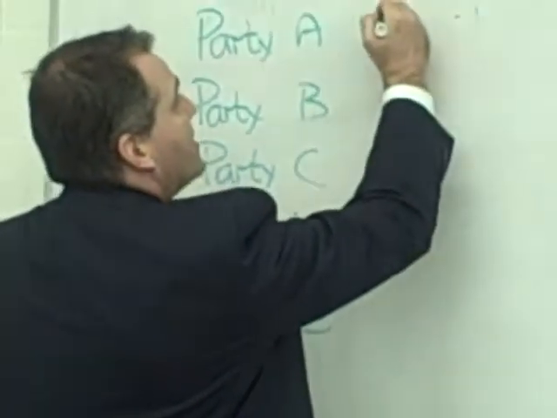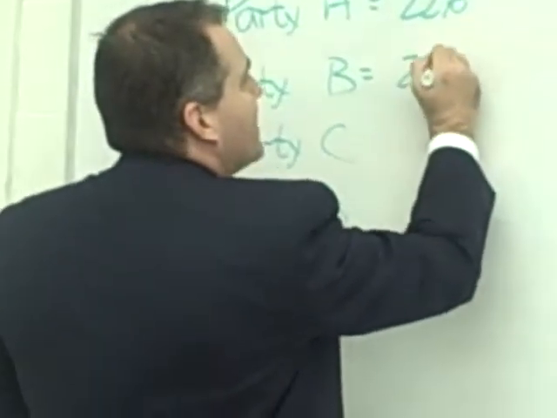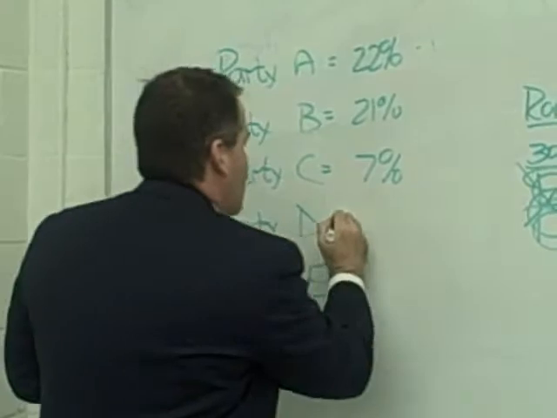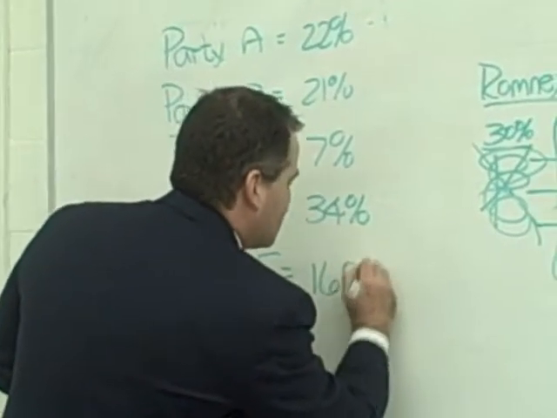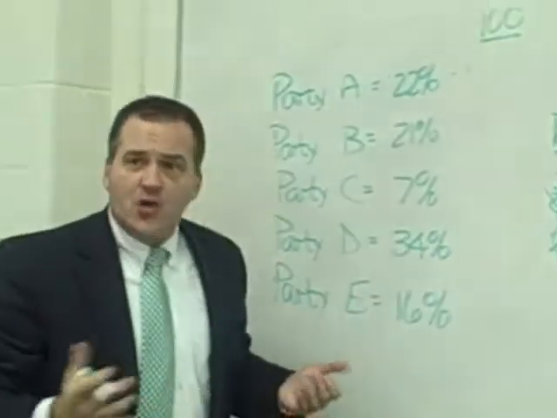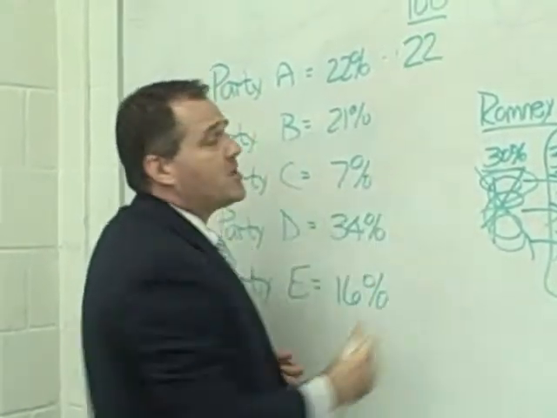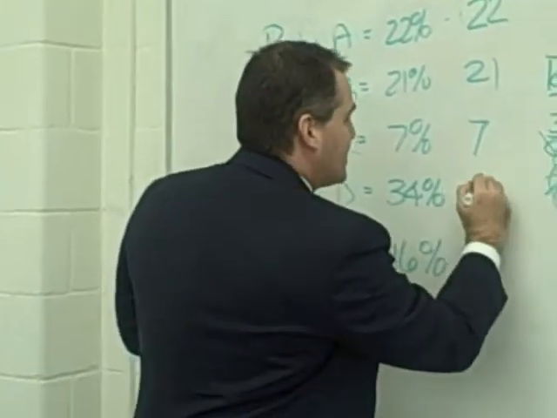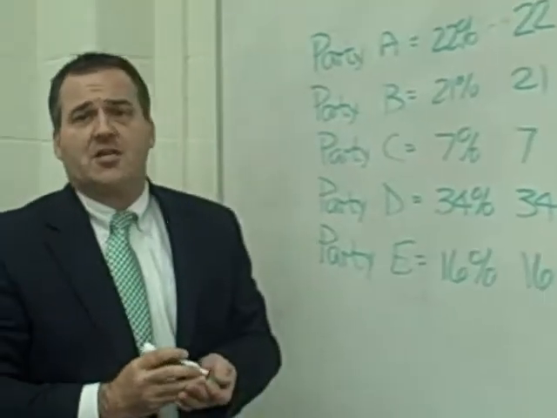But the idea here is if party A gets 22% of the vote, party B gets 21, party C gets 7% of the vote, party D gets 34, and party E gets 16. If you have a 100-seat legislature, under a proportional representation system, Party A will get 22 seats. Party B will get 21. Party C is going to get 7. Party D, 34. And then Party E is going to get 16 seats.